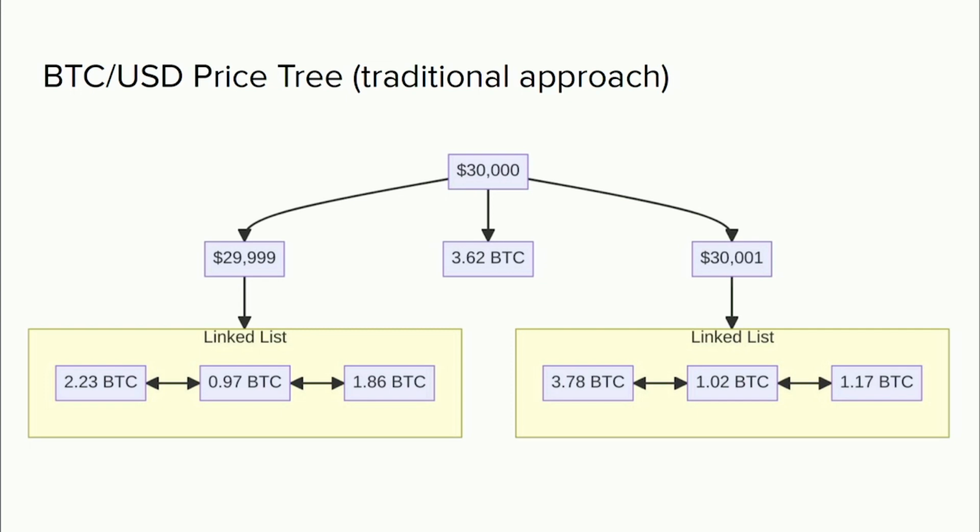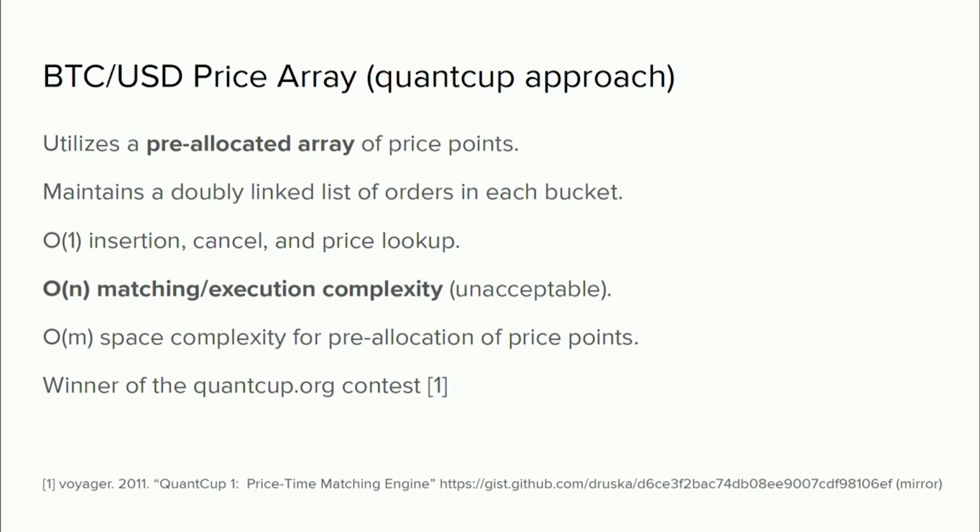The other approach, which came around the same time, was the QuantCup approach. There was a contest called QuantCup.org, to see who could write the fastest matching engine in C. This was a minor improvement over the tree-based approach because it utilized a pre-allocated array of price points. It's a little bit better than a tree because you get better caching properties, because you're not chasing pointers all around the tree. You always have O(1) insertion because you're always just going directly to a price bucket, which has a doubly linked list. But again, the problem is you have O(n) matching complexity. You have O(m) space complexity, where m is the number of prices. You have to pre-allocate this giant array, and there are a lot of limitations there. But it won the QuantCup.org contest, so this is another frequently cited design.